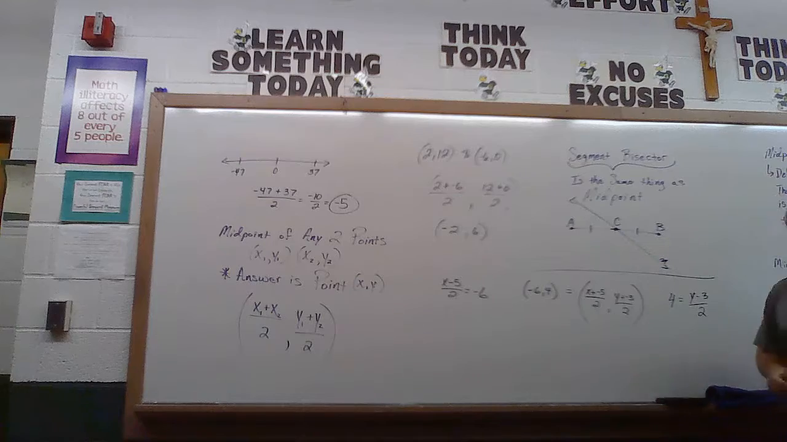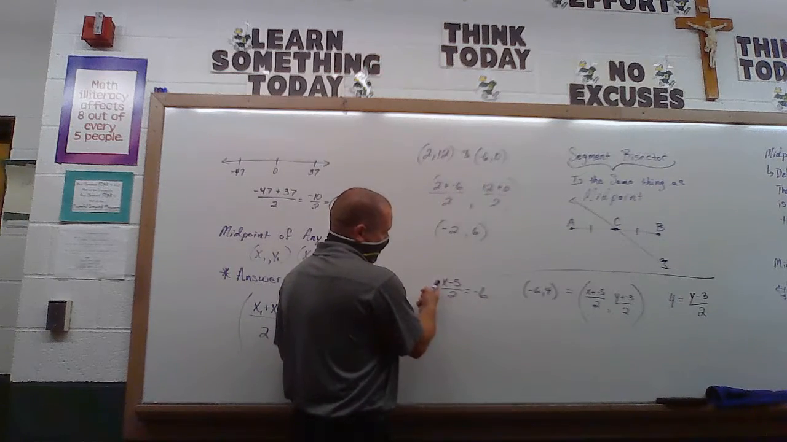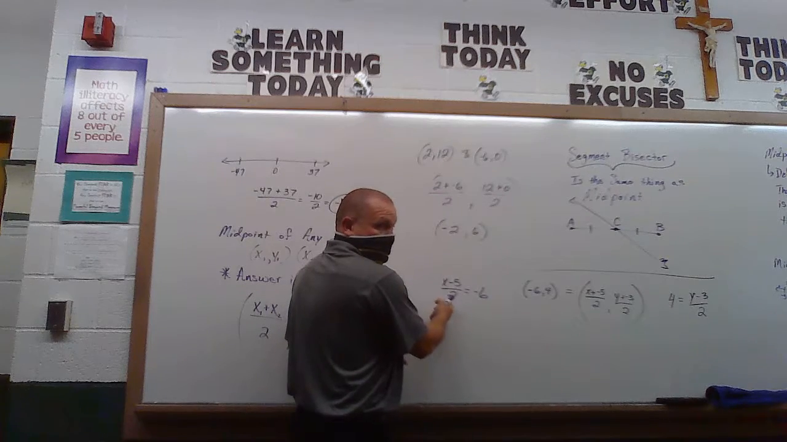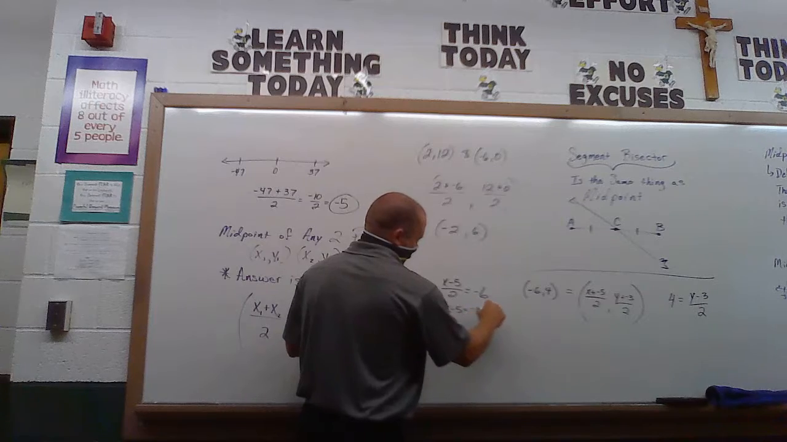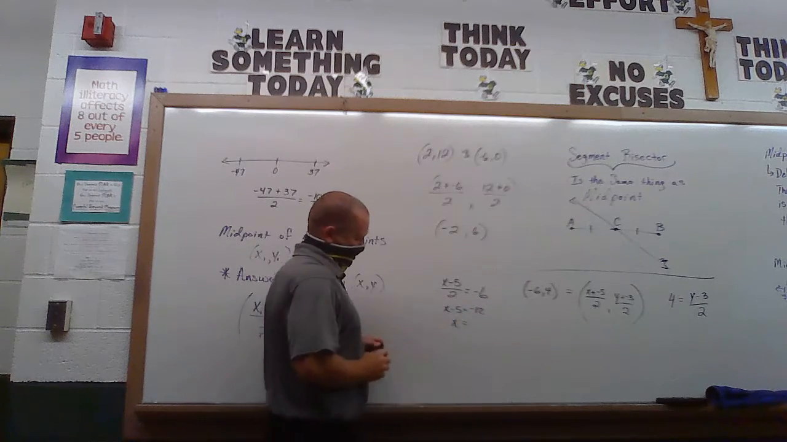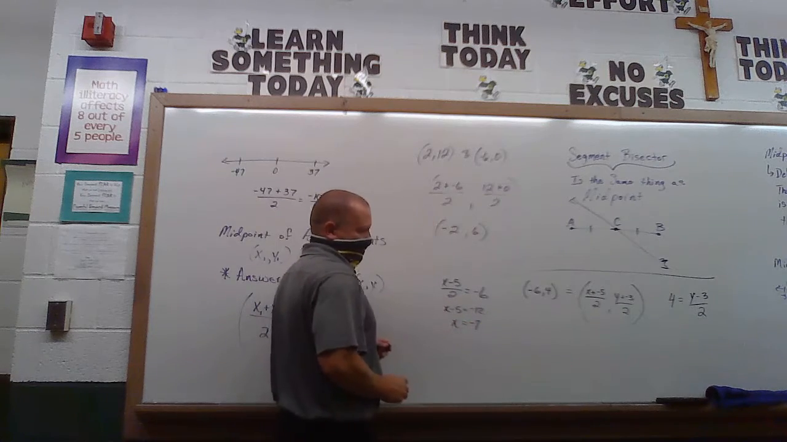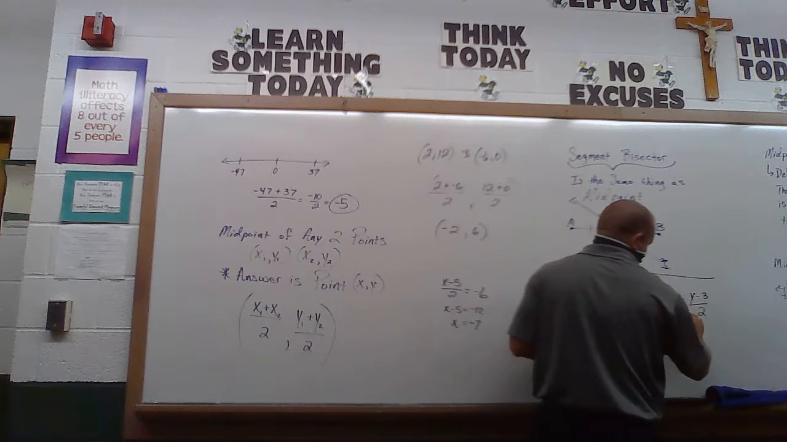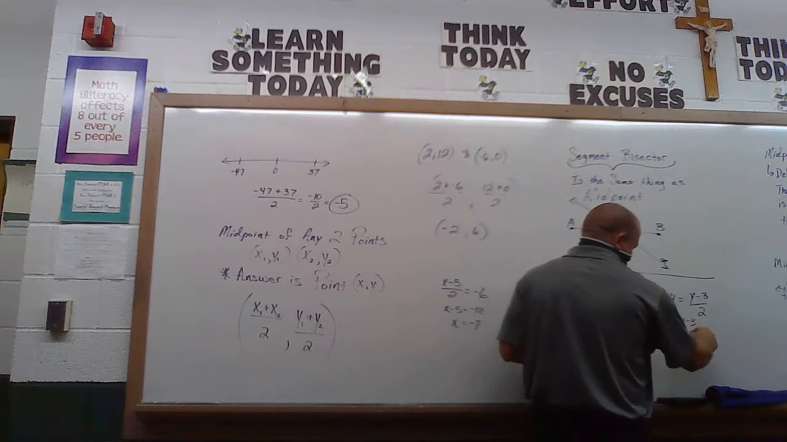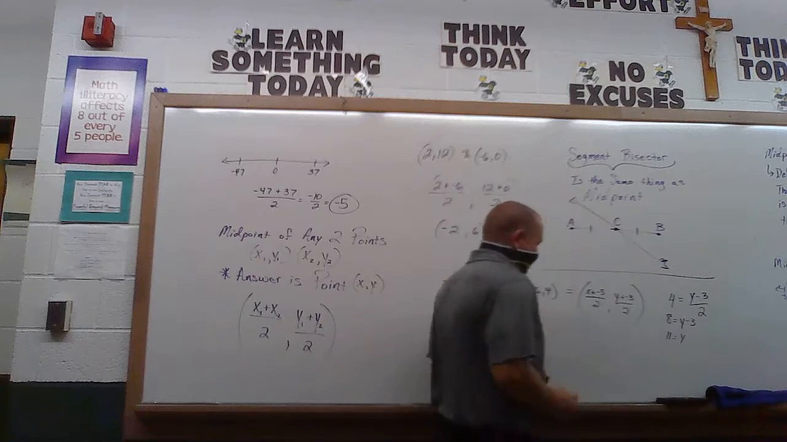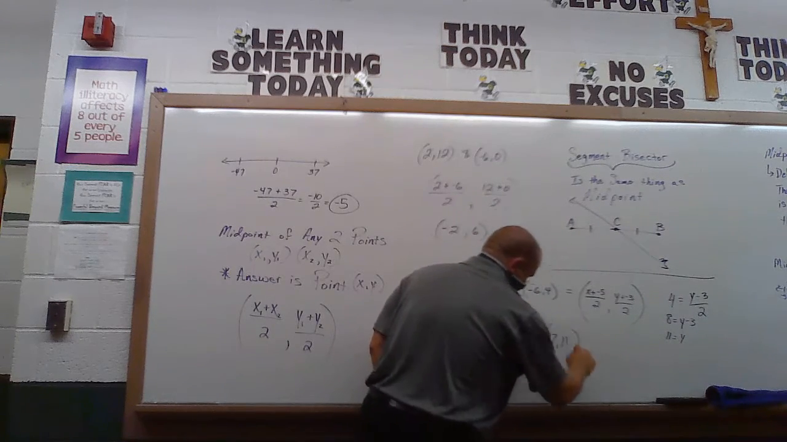And how do I solve for each of these? How do I get my x all by itself here? I'm going to multiply by 2, right? So x minus 5 equals -12. And what's x? Add 5 to this side, it's -7. Over here, 4 times 2 is 8. How do I get y alone? Add 3. So the other endpoint then is -7, 11.